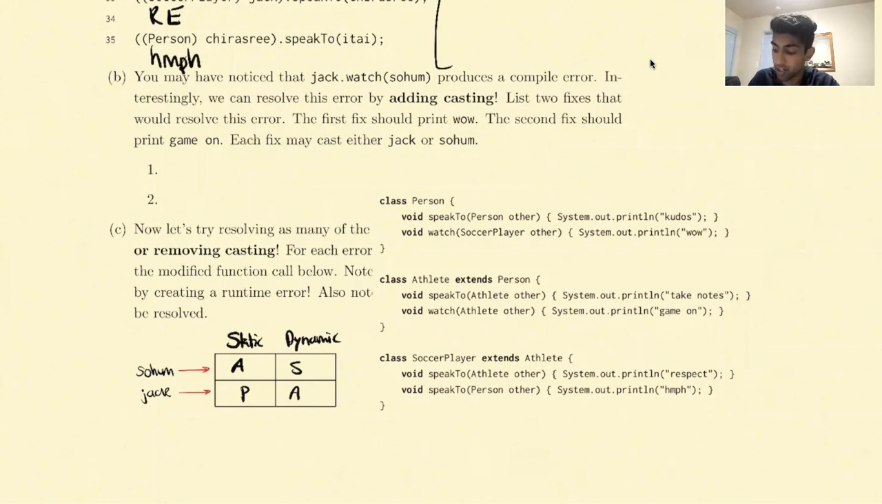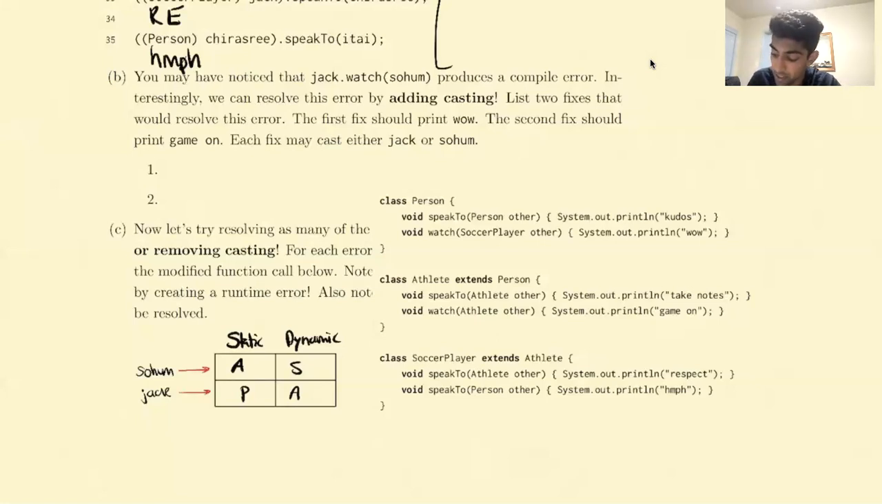So the question begins by saying, you may have noticed that jack.watch(Sohum) produces a compile error. Interestingly, we can resolve this error by adding casting. List 2 fixes that would resolve this error. The first fix should print "wow", the second fix should print "game on". Each fix may cast either Jack or Sohum.